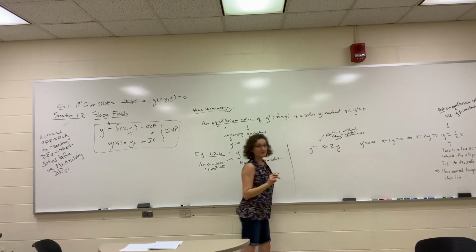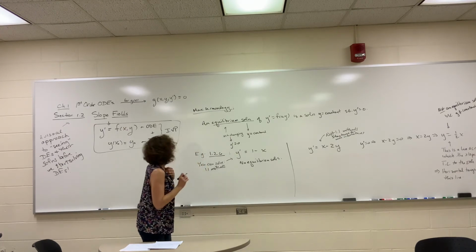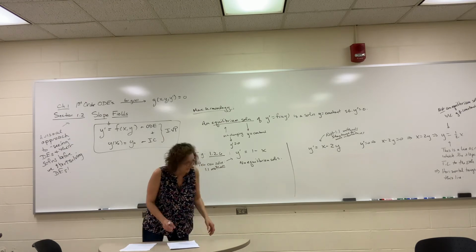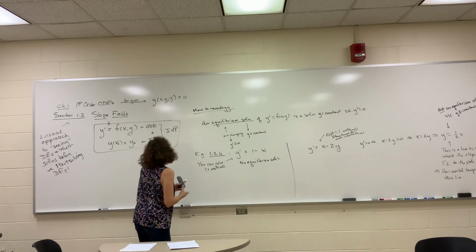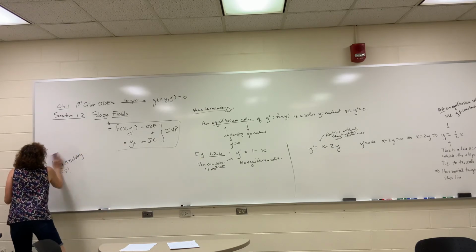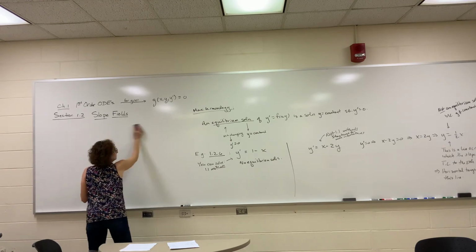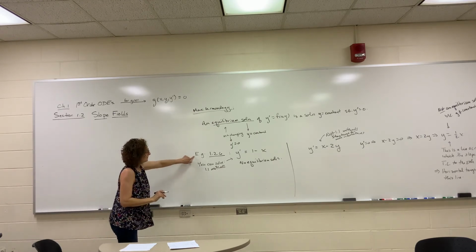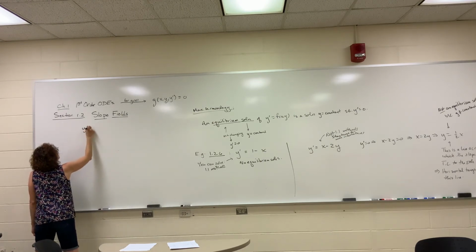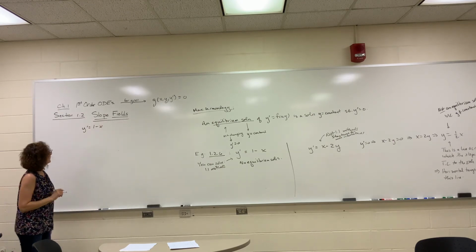In order to solve this, but we don't have to be able to solve it to understand what its solutions look like. And that's what section 1.2 is about, okay? Does that make sense? And that's what we're gonna do right now, okay? So, let's take a look at this one, okay? And we're gonna try to look at its slope field, okay?